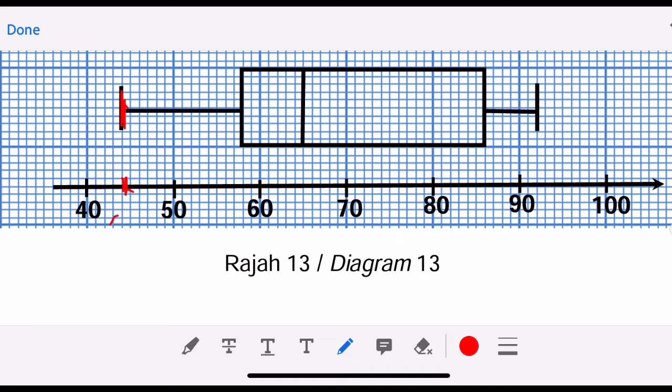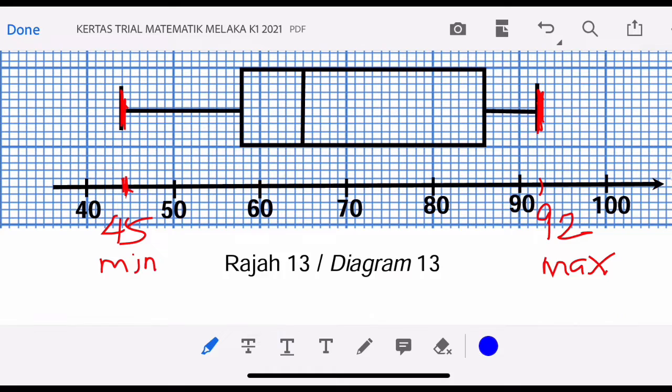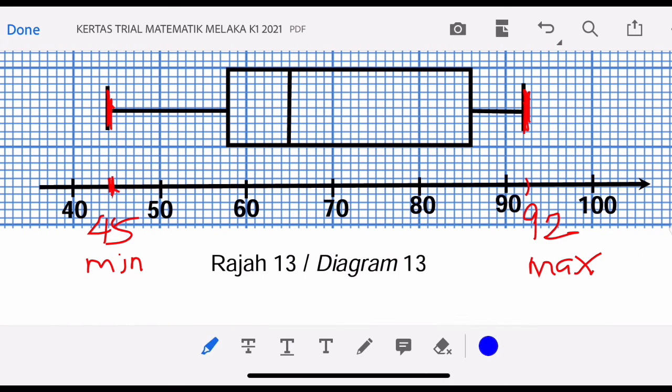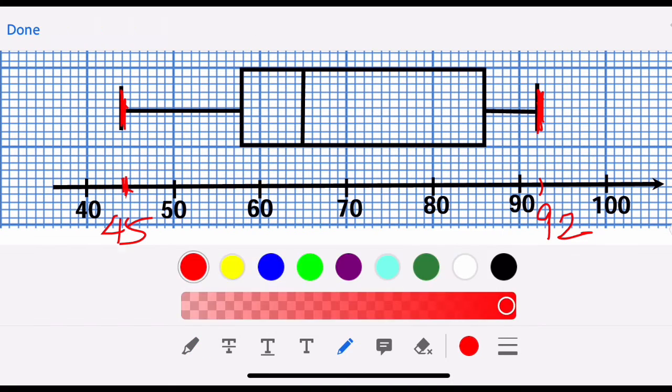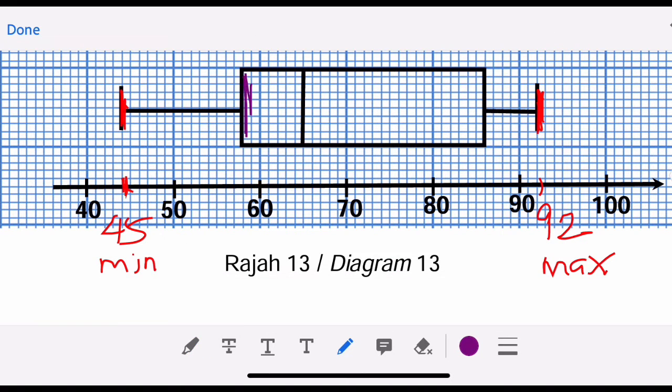It's 45, right? This is called the minimum value, the lowest. The highest value is here. It will be 92, right? Maximum value. Then inside the box here, I'm going to show you the box. This is the so-called box. Okay, the box is here.